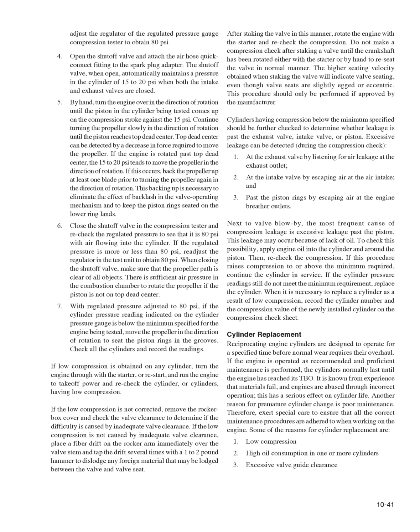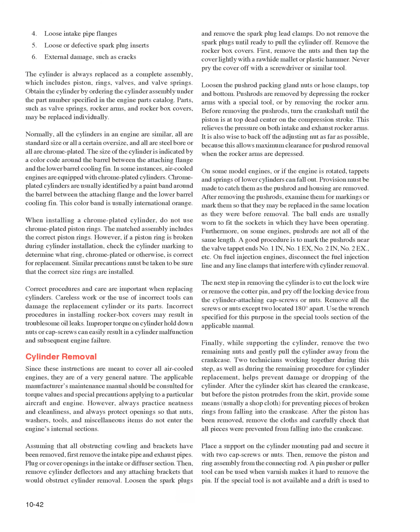Some of the reasons for cylinder replacement are: 1. Low compression. 2. High oil consumption in one or more cylinders. 3. Excessive valve guide clearance. 4. Loose intake pipe flanges. 5. Loose or defective spark plug inserts. 6. External damage, such as cracks. The cylinder is always replaced as a complete assembly, which includes piston, rings, valves, and valve springs. Obtain the cylinder by ordering the cylinder assembly under the part number specified in the engine parts catalog.